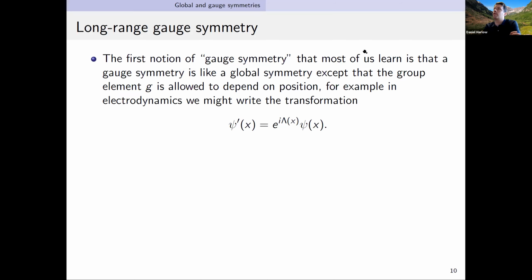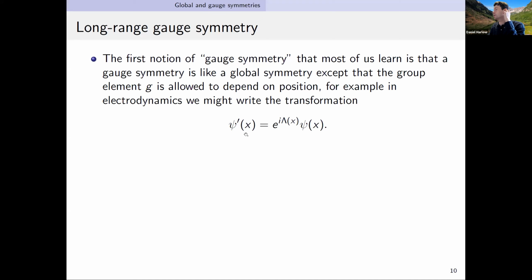So the first notion of gauge symmetry that most of us learn about is that a gauge symmetry is like a global symmetry, except that the group element G is allowed to depend on position. For example, in electromagnetism, we might write a transformation where psi is the electron field: psi prime of x is equal to e to the i lambda of x times psi of x. If lambda had not been allowed to depend on x, that might have looked like a global symmetry, but since it's allowed to depend on x, we traditionally call it a gauge symmetry.